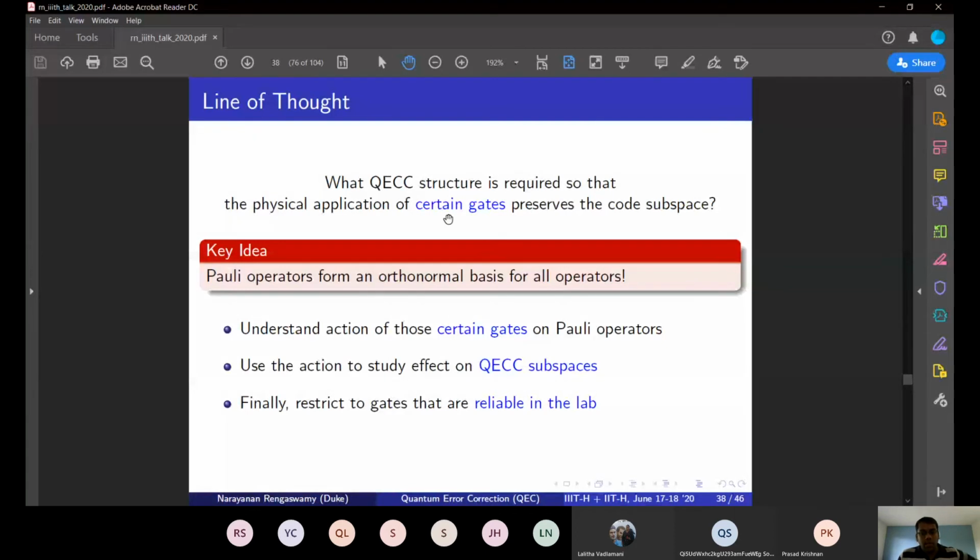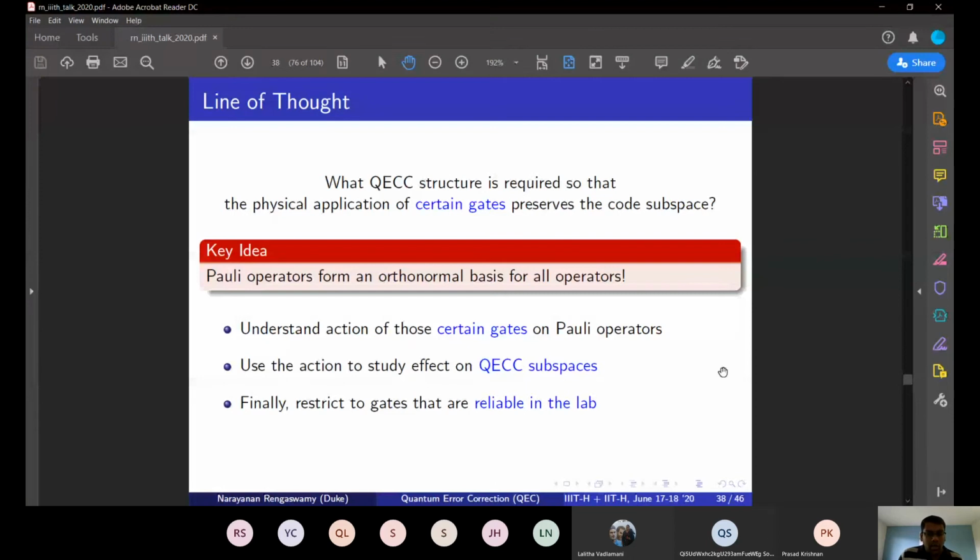So we asked the more generalized question of when does doing a particular operation in the lab preserve the code space? The way we look at it is that because any operation can be written as a combination of Paulis, we understand the action on these Pauli matrices, then we go to these stabilizer codes, take this understanding and apply it to code subspaces, and compute what code structure is required. So our way of looking at it is different, but it's very related to some of the ideas used in distillation. There's a long literature on distillation.